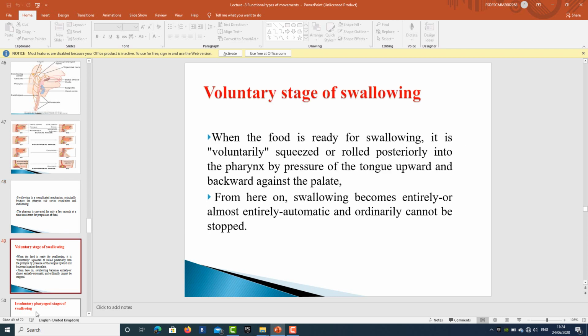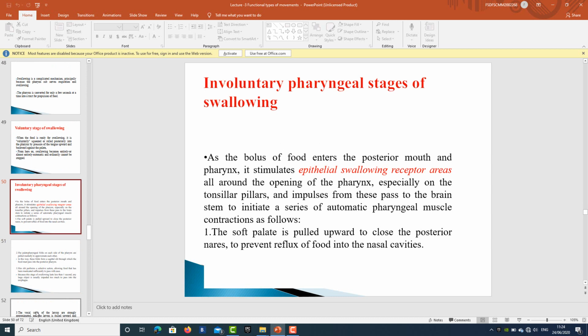Voluntary stage of swallowing. Now, when the food is ready for swallowing, it is voluntarily squeezed or rolled posteriorly into the pharynx by the pressure of the tongue upward and backward against the palate. From here on, swallowing becomes entirely or almost entirely automatic and ordinarily cannot be stopped. Then comes the second phase, and that is involuntary again. That is the pharyngeal stage of swallowing.